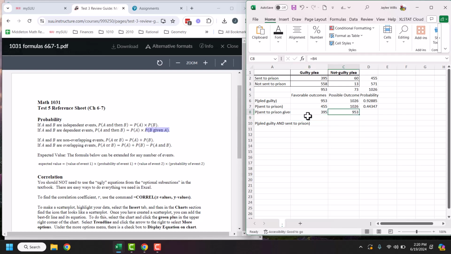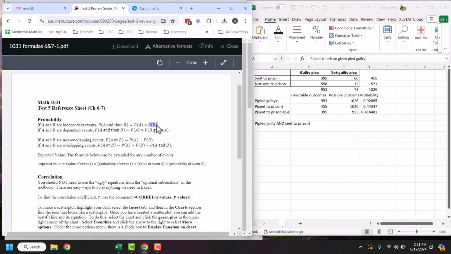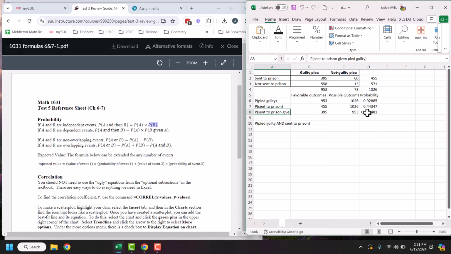And notice how these numbers are different than just the probability of being sent to prison, because the probability of being sent to prison is out of the total, and the probability of being sent to prison, given that you pled guilty, is only looking at the people who pled guilty. So I'll go ahead and calculate that. And again, this given idea: if they are independent events and you know that they're independent, like a coin flip or a dice roll or something like that, you can just calculate them as the probability of the second event. But in this case, they are not independent.